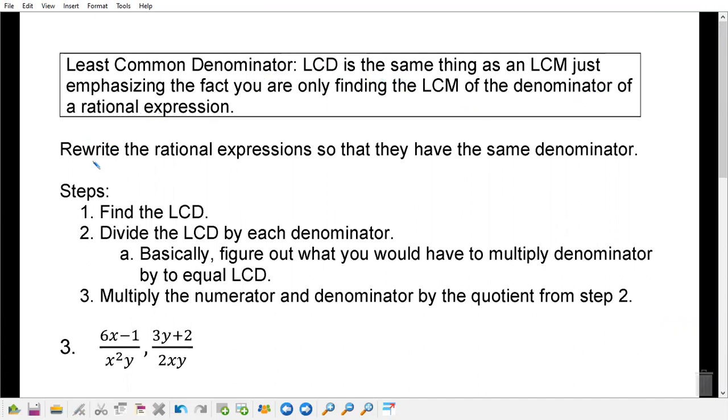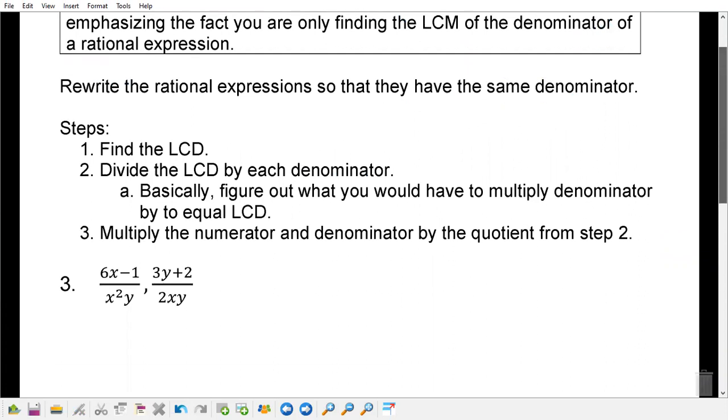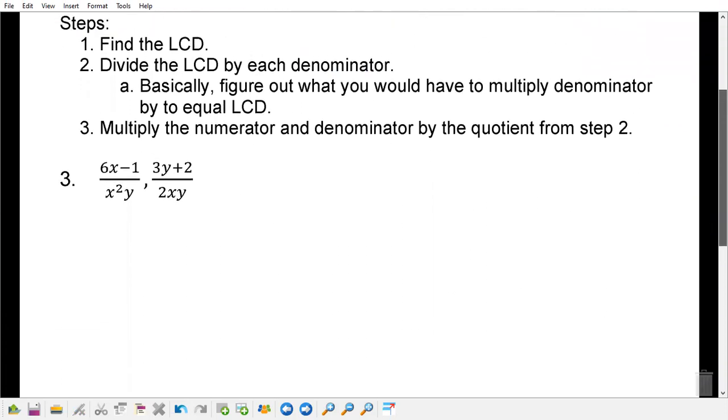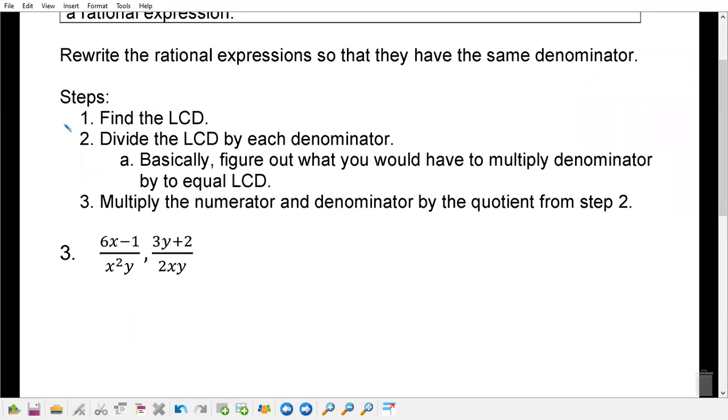So what do we do? We rewrite the rational expressions so that they have the same denominator. That is our goal. But anyways, so the steps. First, we're going to find the LCD. Again, it's the same thing as our LCM, except we're only looking at the denominators of the rational expressions.